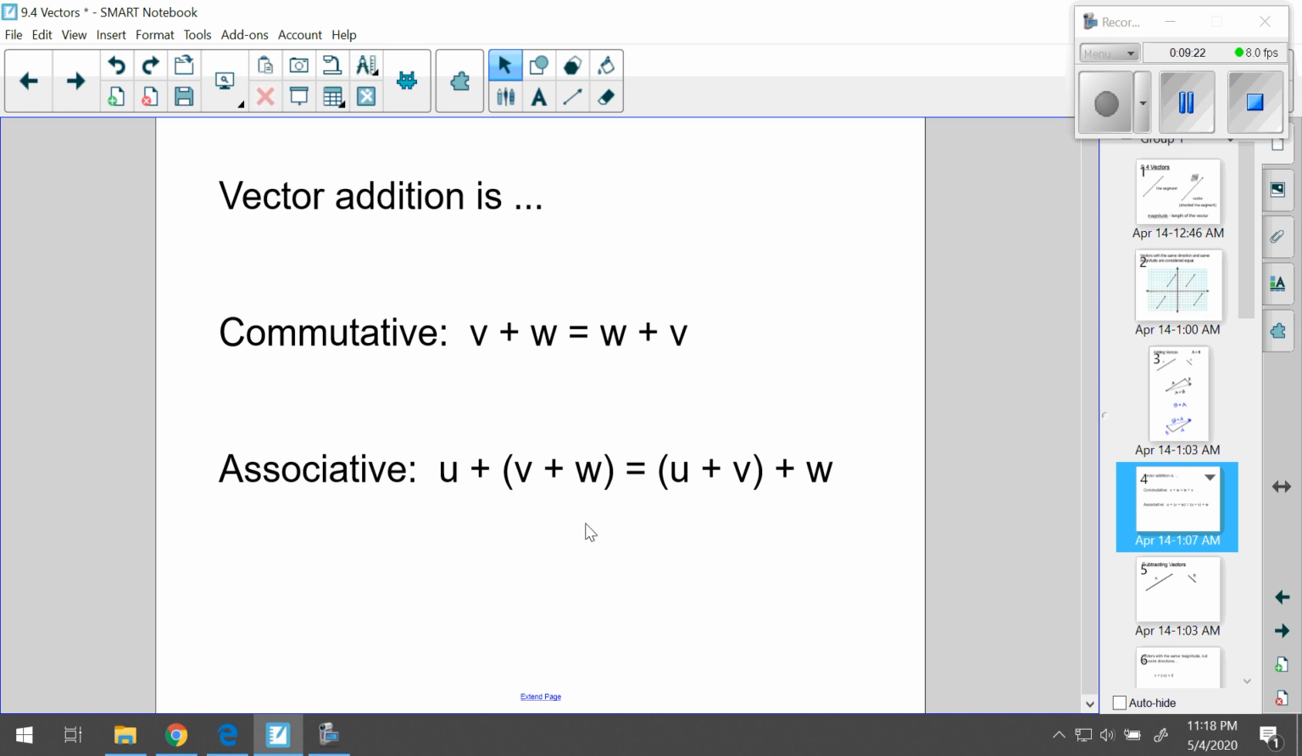You might remember associative is when you're adding three numbers and you just change the order of operations by changing your parentheses. So you could add v plus w and then add a third vector u, or if you wanted to, you could add u plus v and then a third vector w, and doing both orders of operations would take you to the same place on the graph, or algebraically it would give you the same result.